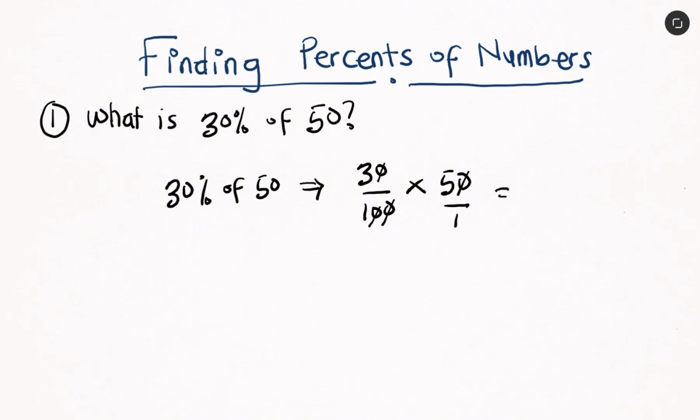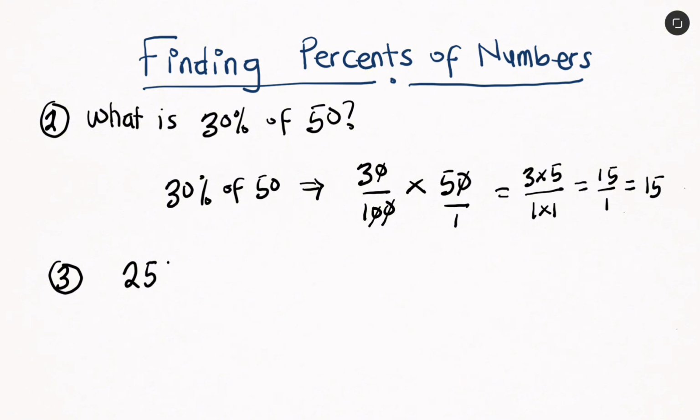Okay, so all we are left with is 3 multiplied by 5 at the top. So that will be 3 multiplied by 5 over 1 multiplied by 1 at the denominator. So this will give us 15 at the top here over 1, and this will give us 15. Okay, so this is the solution for this problem, example number 2. All right, let's have a look at another example, example number 3. So they're asking what is 25% of 64.